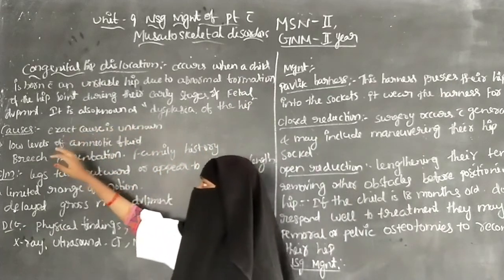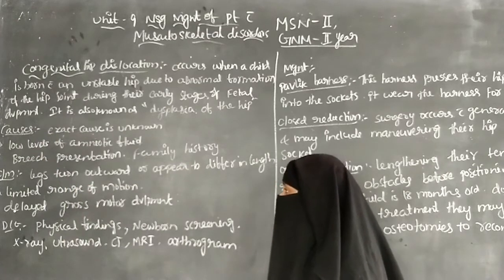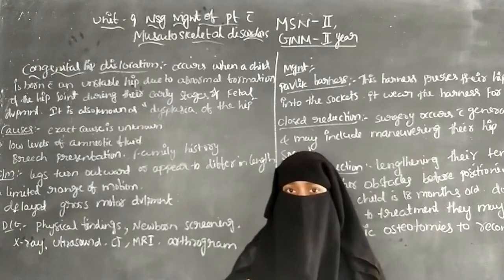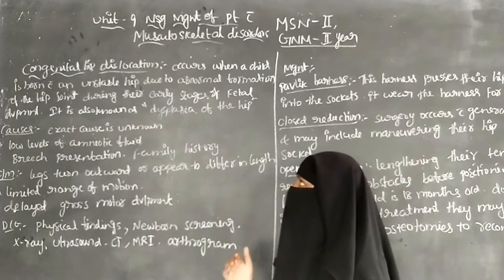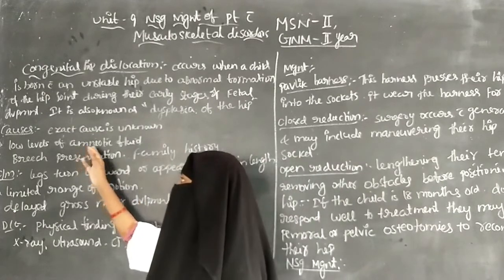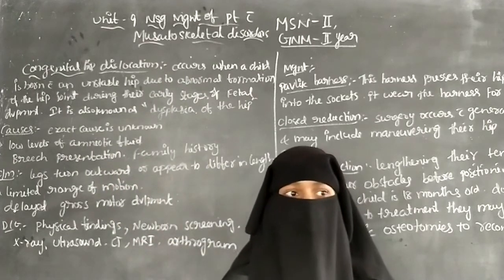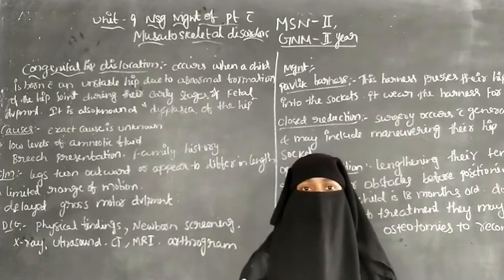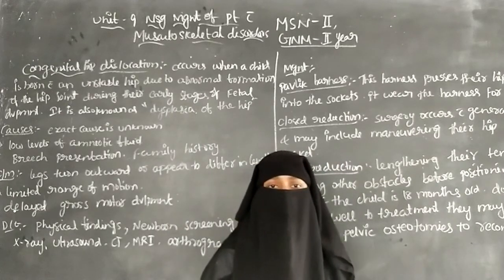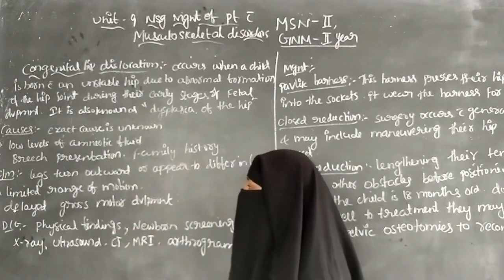The next one is causes. The exact cause is unknown. There is no particular cause for congenital hip dislocation, and it may be caused by low levels of amniotic fluid. During fetal development, in the mother's womb, the amniotic fluid level can decrease. Because of the low level of amniotic fluid, it causes congenital hip dislocation.